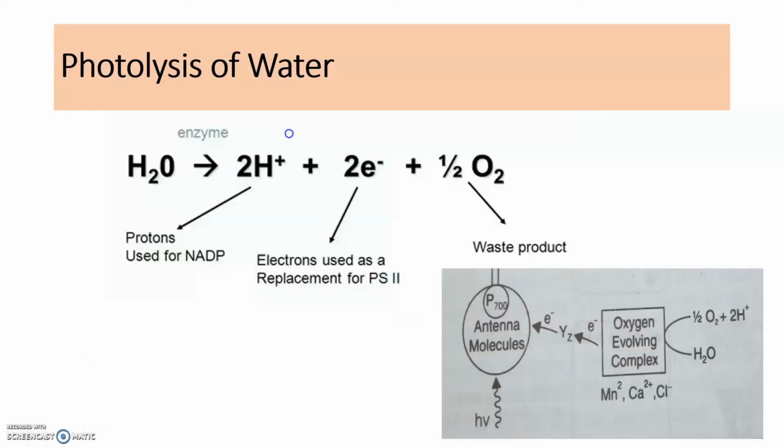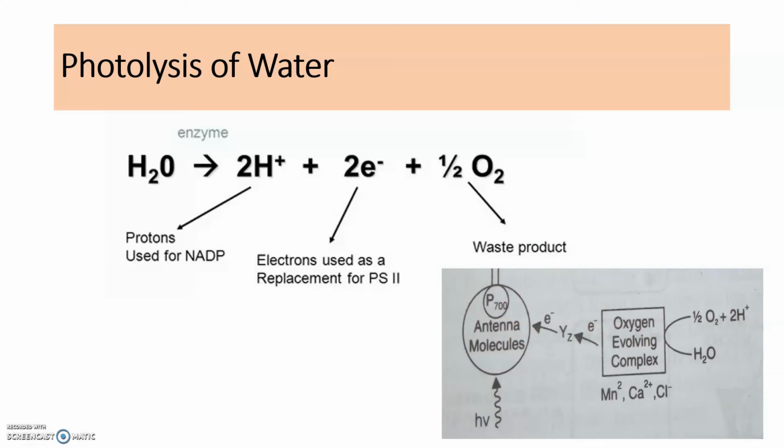Let's proceed forward towards the photolysis of water. In photolysis of water, the protons are formed which are used in the proton gradient for the ATP formation, electrons which are passed to the photosystems, and of course the waste product, oxygen, which is not required by the plant, so it is released into the air. Here you can see the oxygen evolving complex.